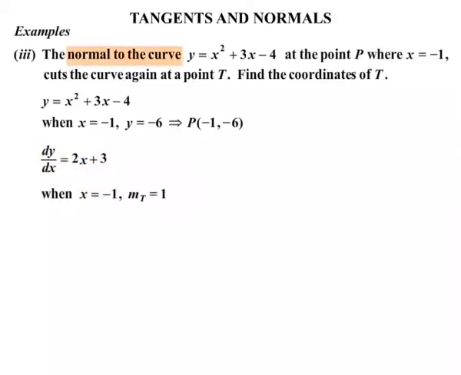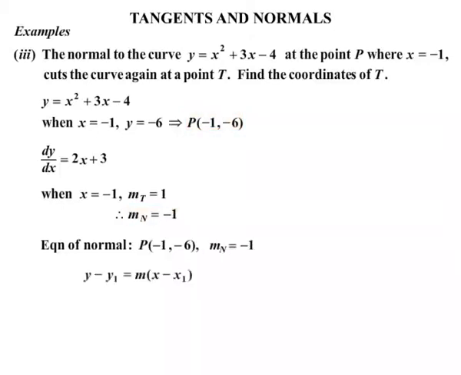Now we want the normal, and if that's the gradient of the tangent, well, the negative reciprocal, we find that the gradient of the normal is minus 1. So the equation then of the normal, we've got the point and the gradient. So we're going to use y minus y1 equals m times (x minus x1). So y minus y1, where y1 is minus 6, we've got y minus 6 becomes y plus 6 equals m, where m is minus 1. And then x minus x1, we've got minus 1 there, so x minus 1 becomes x plus 1.